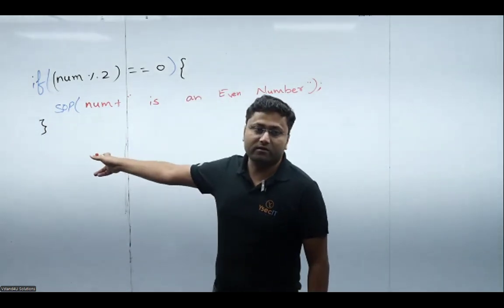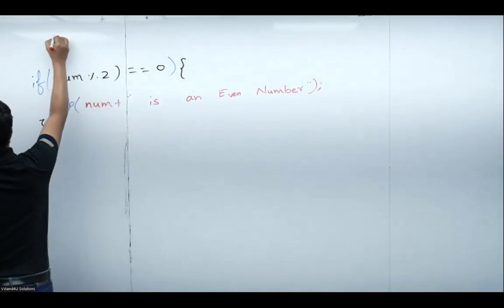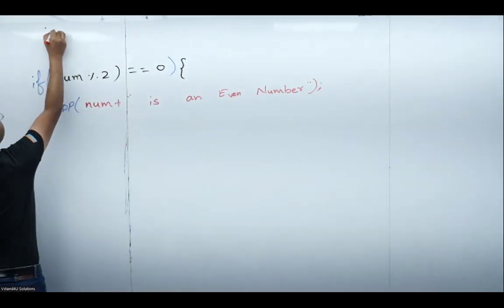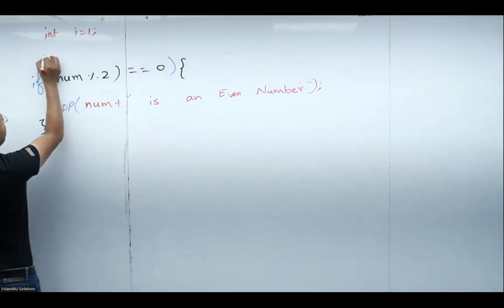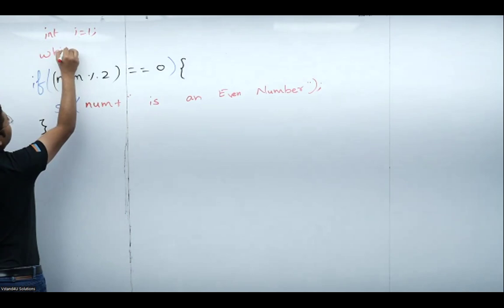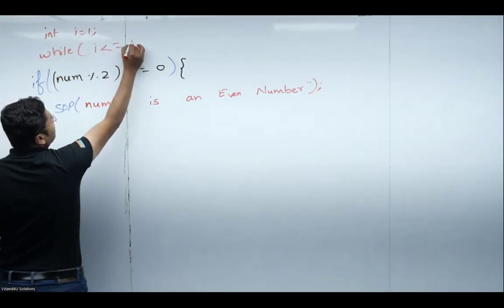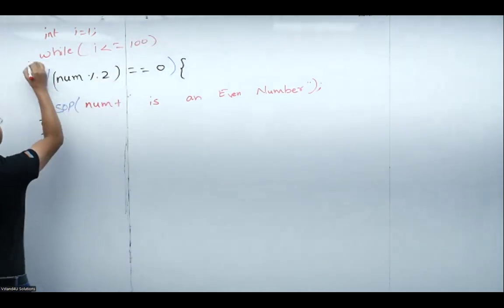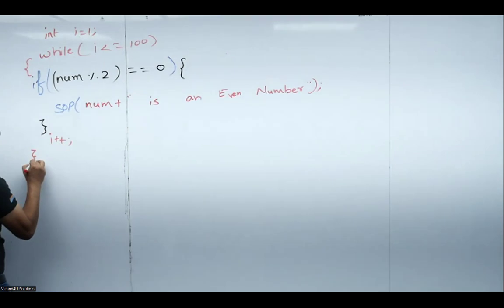That is not there in the while syntax. So for while, I'll take a variable already, int i equal to 1. Then I'll write a condition: while i is less or equal to 100. If this condition is satisfied, then within the body somewhere, that is the only difference.